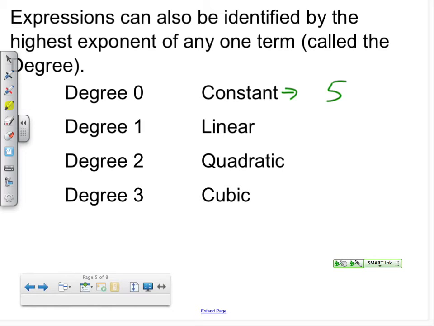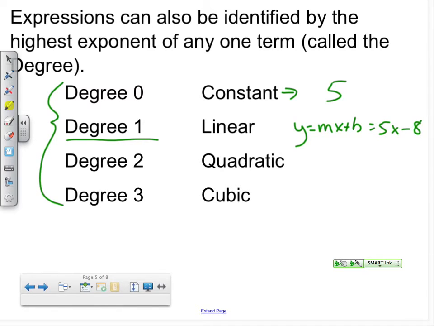If it's degree 1, it's considered linear. And by the way, these degrees we're talking about are all whole number degrees. We're not going to talk about a 3.5 degree polynomial. It's going to be a first degree, a second degree, third degree, or so on. The first degree is a linear. That's your y equals mx plus b, or 5x minus 8.